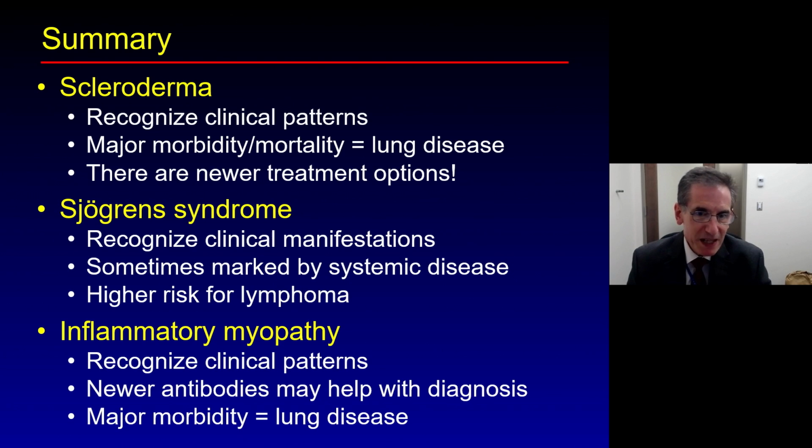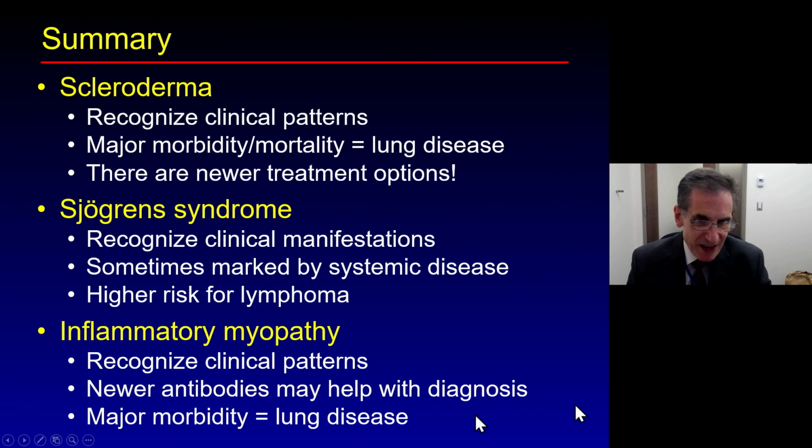The major morbidity and mortality associated with this disease is lung disease, taken in the form of interstitial lung disease and pulmonary arterial hypertension. There are many treatment options that are available now, and early recognition of this disease is important. Sjogren syndrome, we recognize clinical manifestations, sometimes marked by systemic disease, and these patients are at a higher risk for lymphoma.